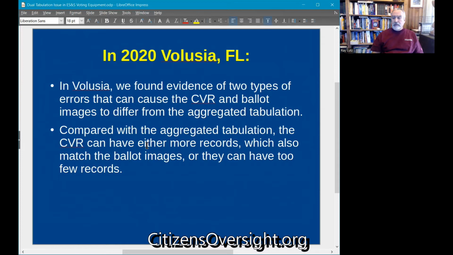When you compare the CVR with the aggregated tabulation, the CVR can have either more records, which also match the ballot images, or it can have too few records. And that would also match the ballot images. So usually what we've seen is the cast vote record and the ballot images are always the same. They correlate with each other. But there may be too many cast vote records and ballot images, or too few, compared to the aggregated totals.